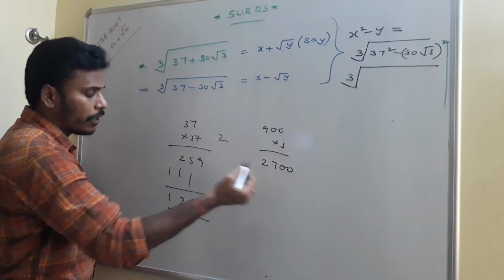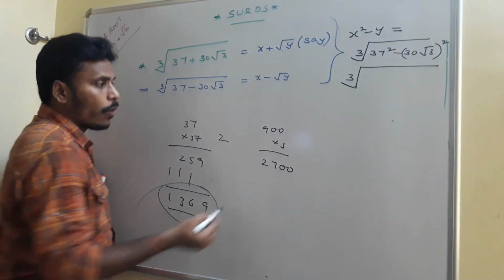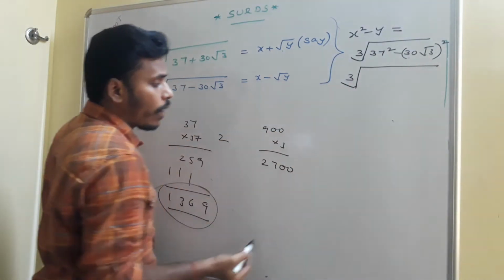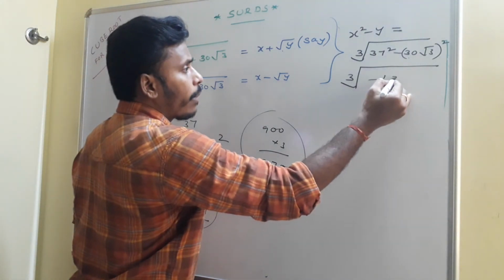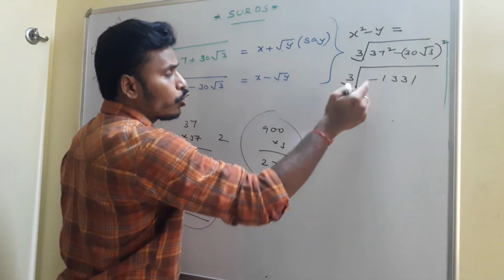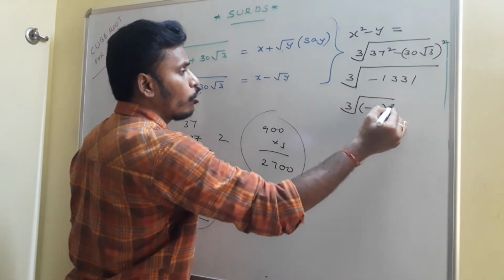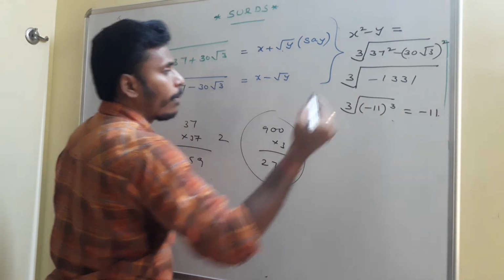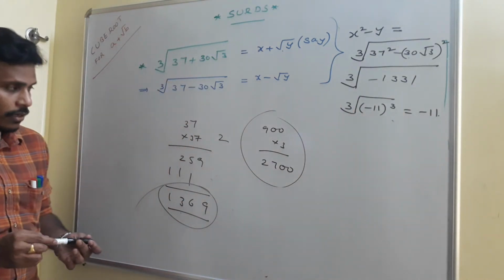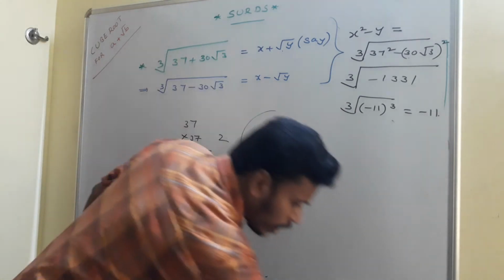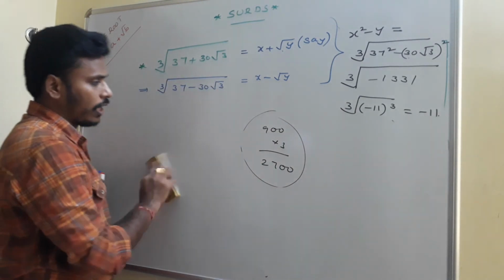So now the difference between these two is, 37 square is 1369, whereas 30 root 3 square is 2700. The difference between these two is minus 1331. The cube root of minus 1331 is nothing but the cube root of minus 11 cube, and your answer here is minus 11. Right? Just have a look at what I have in my hands. So I am going to find the cube root for 37 plus 30 root 3.